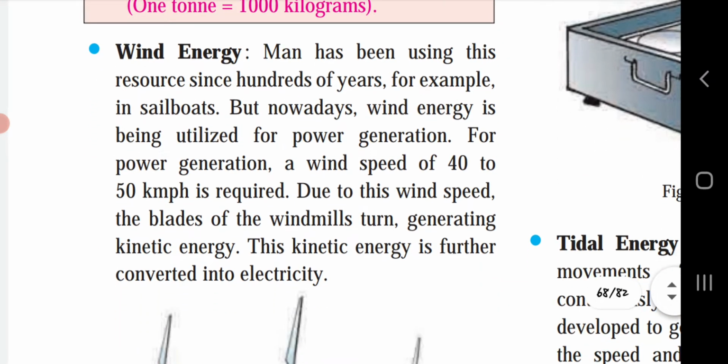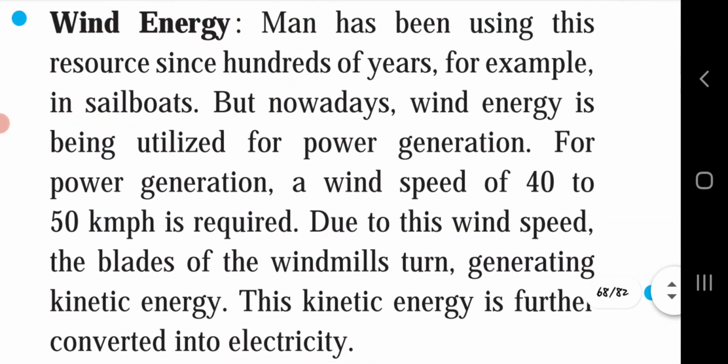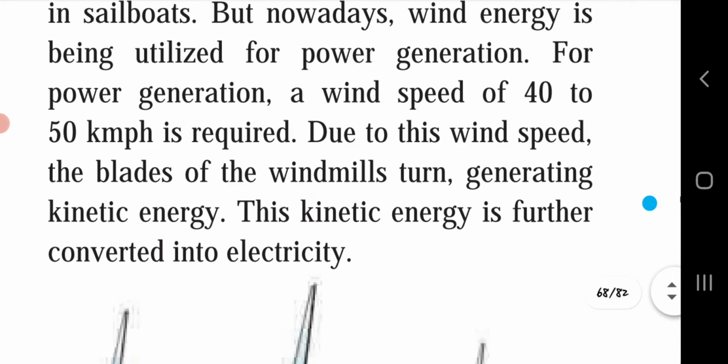The next is wind energy. Man has been using this resource since hundreds of years, for example in sailboats, but nowadays wind energy is being utilized for power generation. For power generation, a wind speed of 40 to 50 km per hour is required. Due to this wind speed, the blades of the windmills turn, generating kinetic energy. This kinetic energy is further converted into electricity.